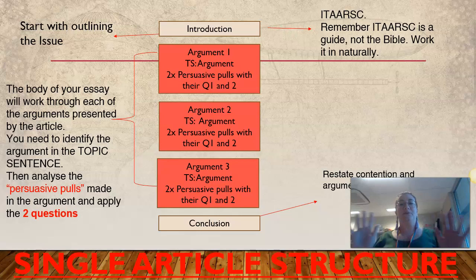Alright, so this is what it will basically look like at the end of the essay. You'll have your introduction, you'll have your 3 paragraphs, and each of those paragraphs will address a different argument. So if you've got 3 arguments in your article, then you'll have 3 paragraphs. If you have 2 arguments, you'll have 2 paragraphs. If you have 10, you'll have 10. Hopefully, you won't have 10. No, you wouldn't have 10.